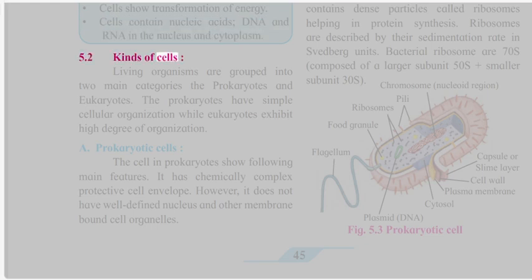5.2 Kinds of cells. Living organisms are grouped into two main categories, the prokaryotes and eukaryotes. The prokaryotes have simple cellular organization while eukaryotes exhibit a high degree of organization. Prokaryotic cells. The cell in prokaryotes shows the following main features. It has a chemically complex protective cell envelope. However, it does not have a well-defined nucleus and other membrane-bound cell organelles.